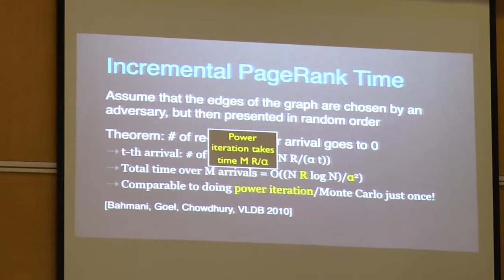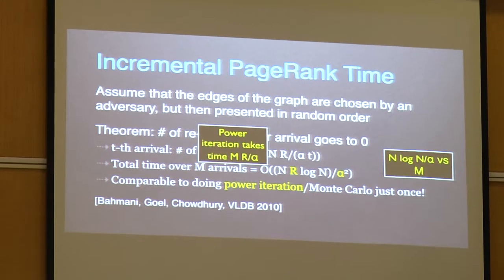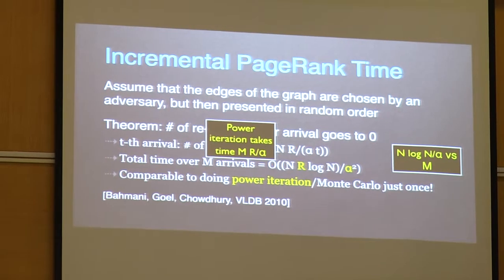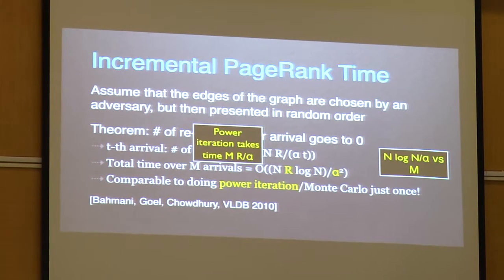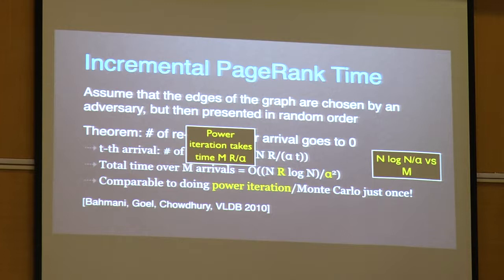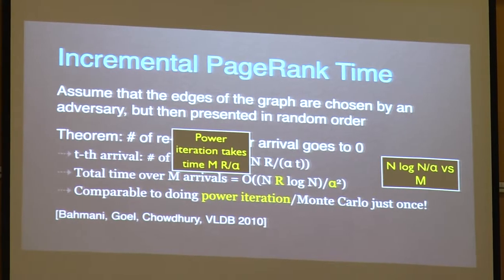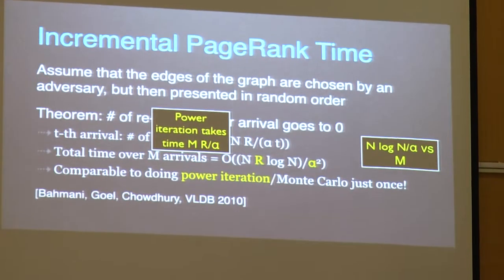For power iteration, it's actually even better. Power iteration takes time mr over alpha. And so you have n log n over alpha versus m. That n log n over alpha might actually be smaller, depending on how dense your graph ultimately ends up being. So doing Monte Carlo all the way through might actually cost you less than doing power iteration once.